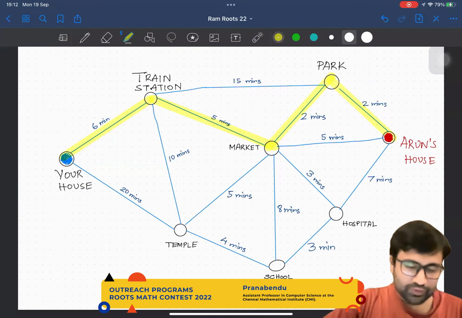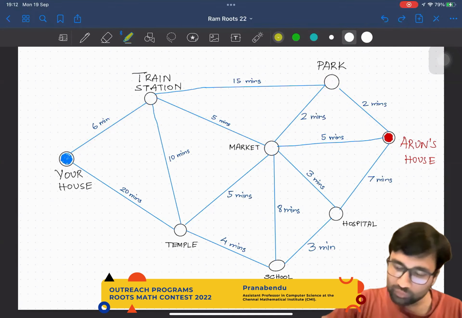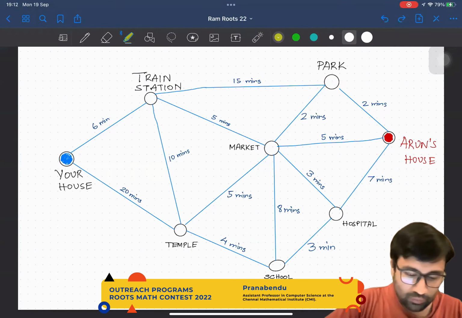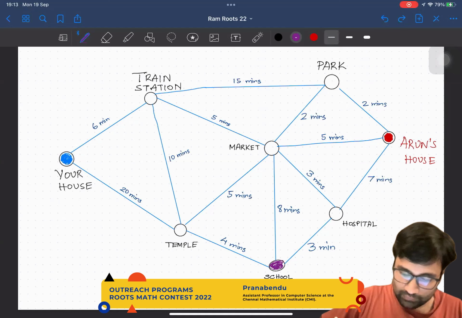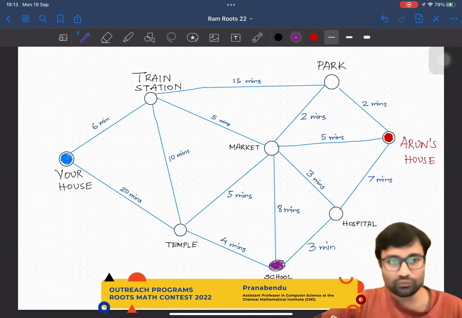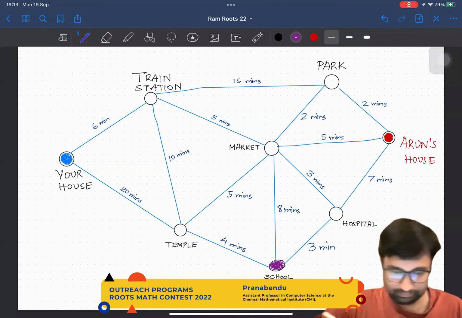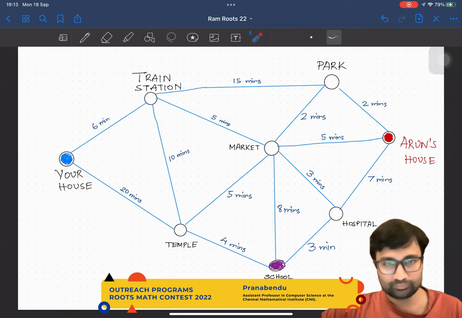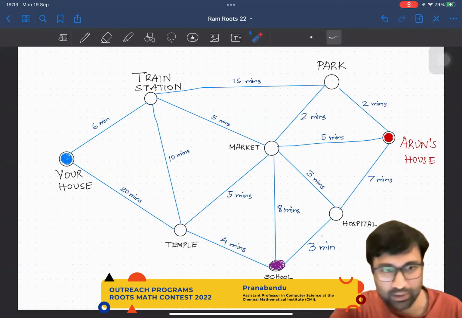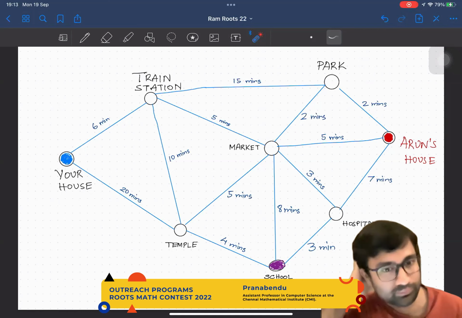Okay, so just to understand what is happening, this time you don't want to go to Arun's house, but let's say you want to go to your school. So you want to go from your house to school. What is the fastest way of going there? Anyone who is raising a hand, you can just directly unmute and speak.